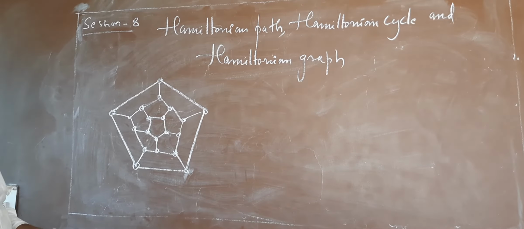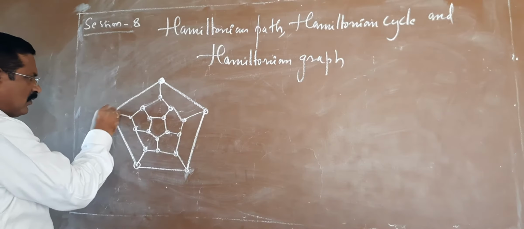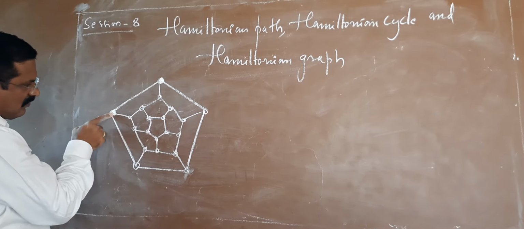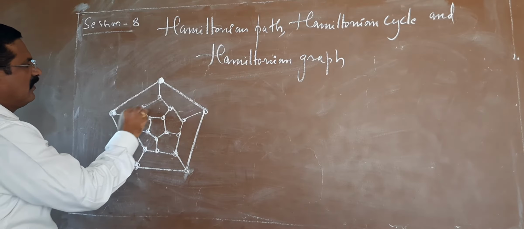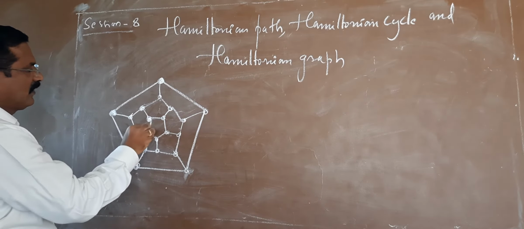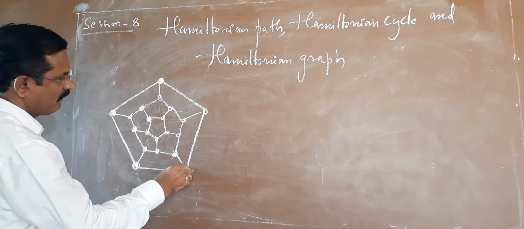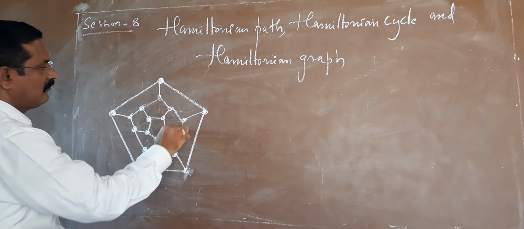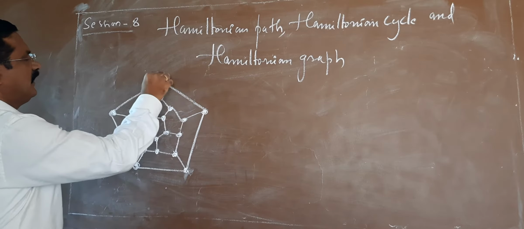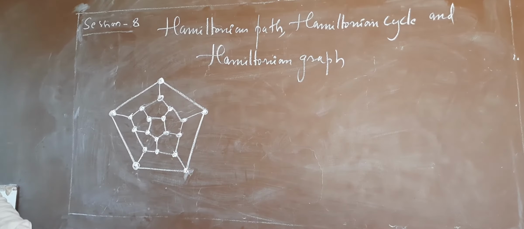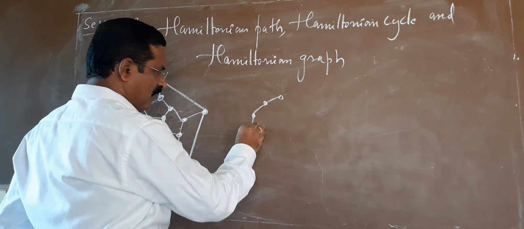So this is the graph of the dodecahedron. If you want, you can try. Our interest is to consider the vertices. So like this, then like this, then like this. Yes, so this is how there is a cycle containing every vertex of the graph.